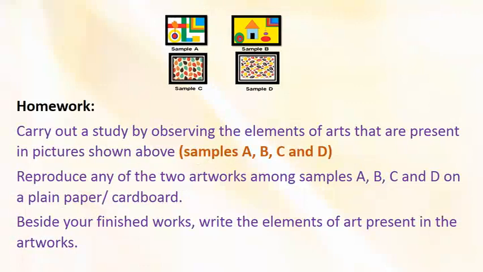Your homework. Carry out a study by observing the elements of art that are present in the pictures shown above. That is sample A, B, C, and D. Reproduce any 2 of the artworks among sample A, B, C, and D on a plain paper or cardboard. Now, beside your finished works, write the elements of art present in the artworks you are going to create.